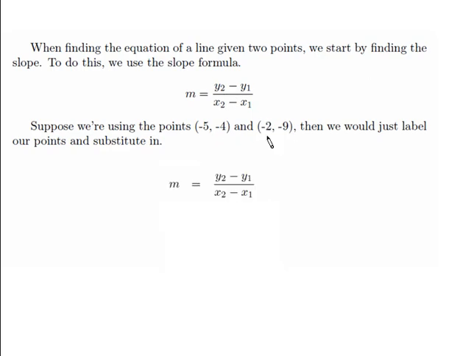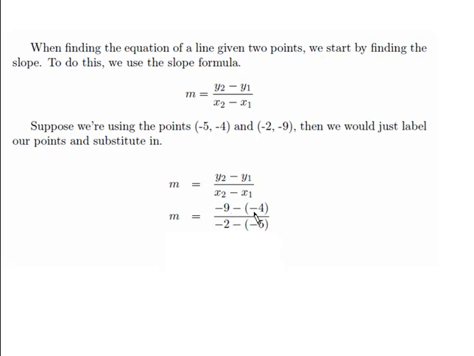So when we substitute those in, we said -5 would be x1, so we put -5 in for x1. -4 would be y1, so we put -4 in here for y1. -2 is going to be x2, so we'll put it in right here, replacing x2 with -2, and then -9 was our y2. So we would replace y2 with -9, and then we would simplify the top and the bottom and reduce the fraction if we could.